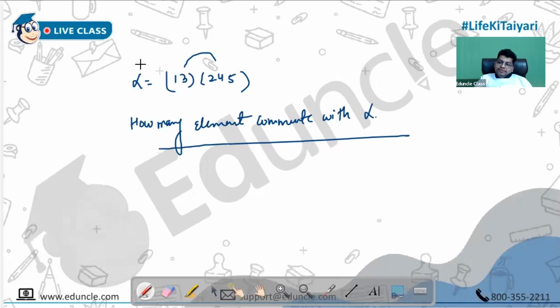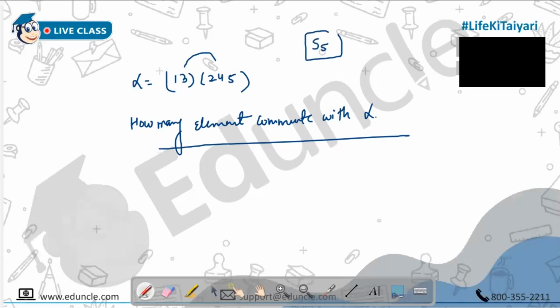So in which, S5 or S4? Sir, S5. You are asking about S5. So how many? Who will tell me the answer? How many elements of S5 commute with (1 3 2 4 5)? Tell me. Anybody?